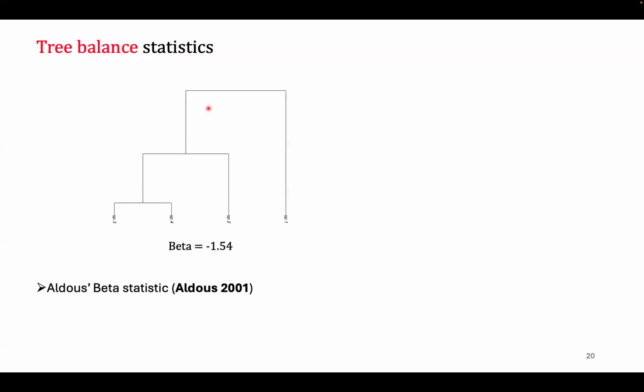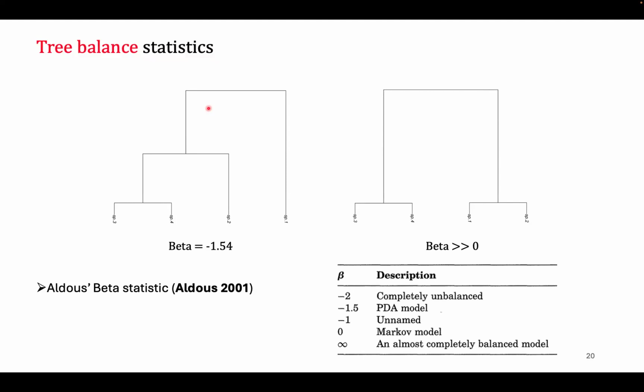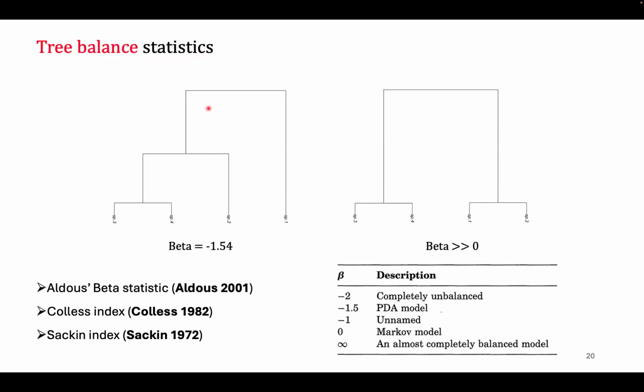You have this beta statistic, and here you can see these two phylogenies. They have different beta values. One is negative, the other one is positive, and this is the definition of the meaning of each of these value ranges. We also have this Collless index people use, and also the second index. So these are some commonly used tree topology statistics that people use to measure the balance of the tree.